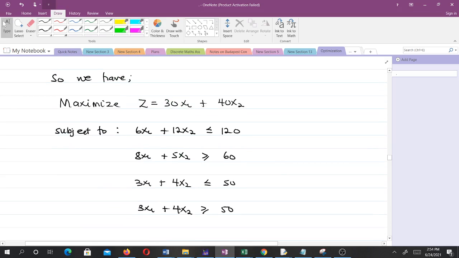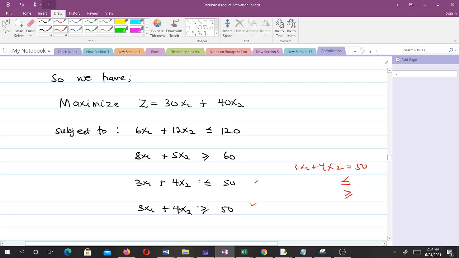So we are going to have this. You see, we have 3x1 plus 4x2 equals 50. But now we have to change it to inequality, so it will give us two constraints. One will be less than or equal to, one will be greater than or equal to, which is what you can see here. Hope you can see that.